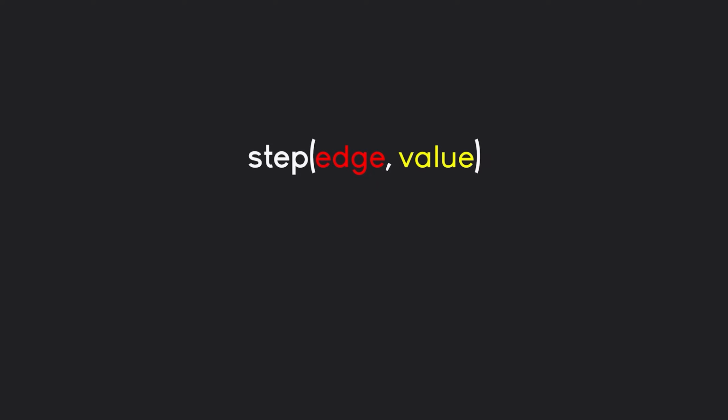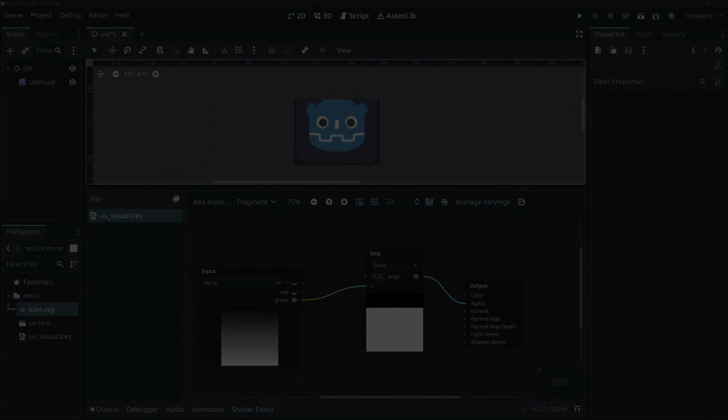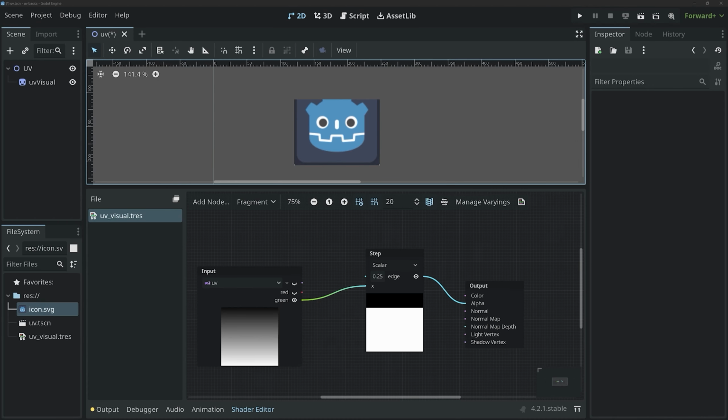The step function, fortunately, is really simple. It wants two arguments, an edge and a value. After that, it is going to return one of two values. It will return a 0 if the value is below the edge. However, it is going to return a 1 if that value is greater than or equal to the edge. Or in our example, we are currently checking on this thing if we are somewhere between 0 and 1.